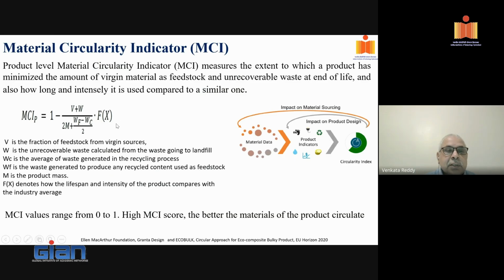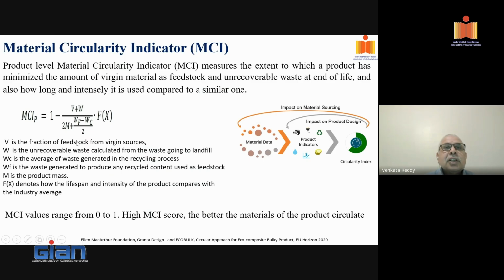Some expressions have been developed. You can clearly see, is the fraction of feedstock from virgin resources. You may be combining some virgin, some already used. W is the unrecoverable waste. And then I'm not getting into this, but there's a very detailed analysis available. You can look into this.